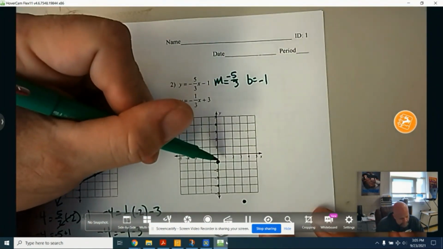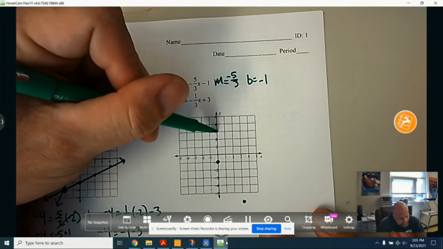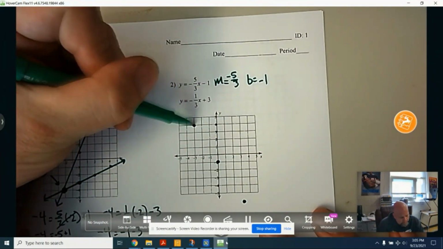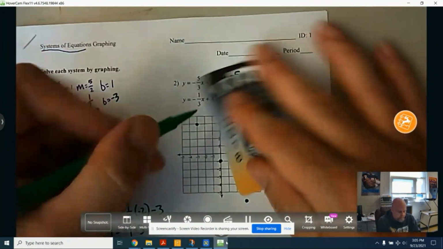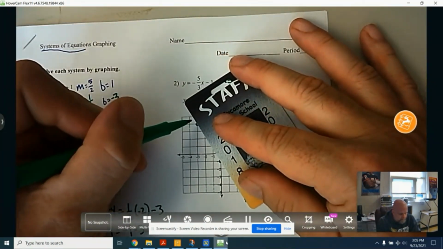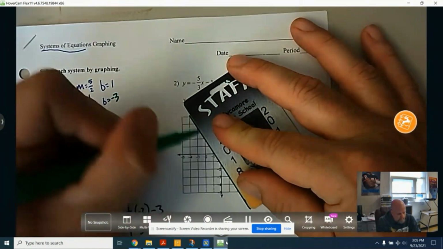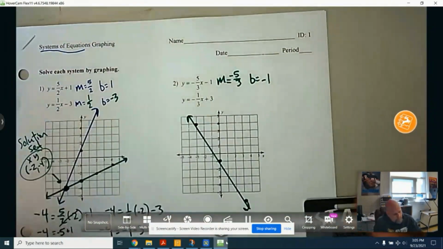I'm going to go the other way to get my third point. So go up 1, 2, 3, 4, 5, and then over 3 to the left. Then use your straight edge and make a nice big long line. And there's the first equation.